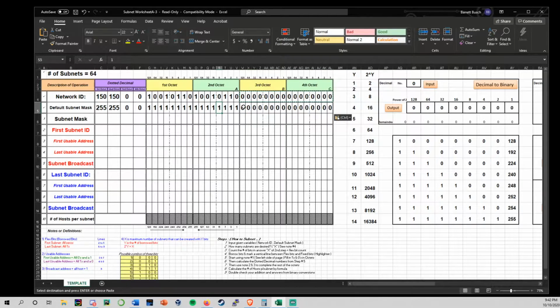All right, so now we need to figure out the subnet mask. The challenge of this worksheet is we're given a number of subnets that we want, and we need to determine what the subnet mask is. That's going to help us figure out the first and last subnet IDs and the usable addresses from the first and last.